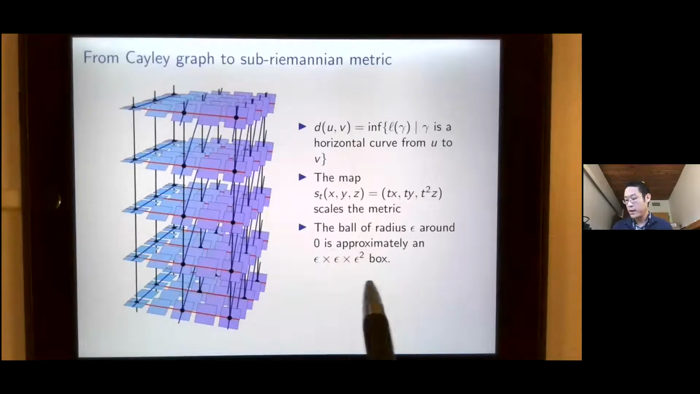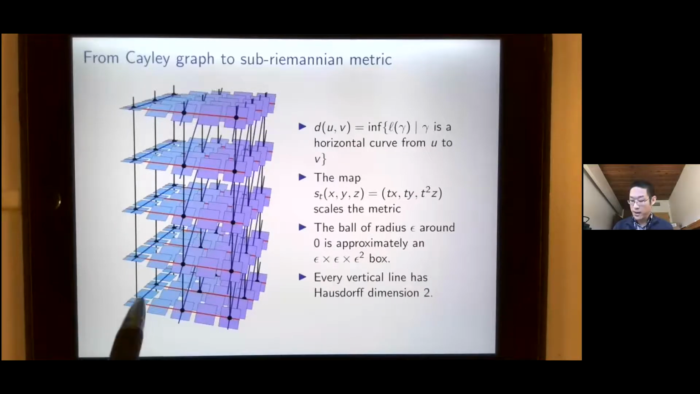So the ball of radius epsilon is roughly an epsilon by epsilon by epsilon squared box. And that means that every one of these vertical lines has Hausdorff dimension 2. If I want to cover this segment by balls of radius epsilon, I need epsilon to the minus 2 balls in order to do that. So each of these vertical lines has Hausdorff dimension 2.